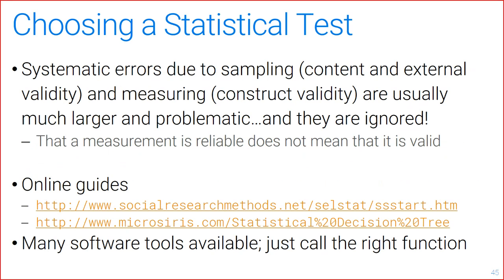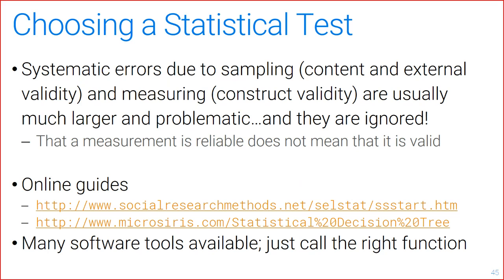And so if you think about it, systematic errors due to sampling, due to how we measure, think about construct validity, think about external validity and all that, they are usually a much larger problem and they are ignored. All we care about is this p-value, and the p-value after all comes from a sample, and it comes from a specific way of measuring. If we are sloppy in how we measure and how we collect our data, then what is the point of looking at the p-value below or above a threshold? It doesn't make any sense.